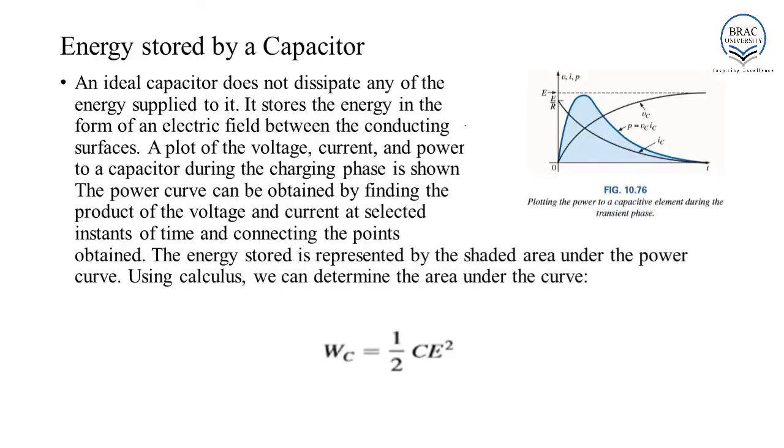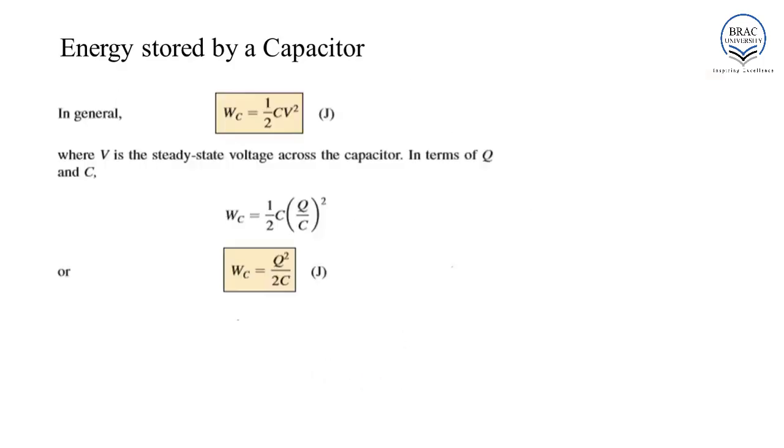The energy stored by a capacitor can be determined by using the following expression, that is Wc equals half CE squared. In general, Wc equals half CV squared, but it is also possible to determine the energy stored by a capacitor in terms of Q and C.